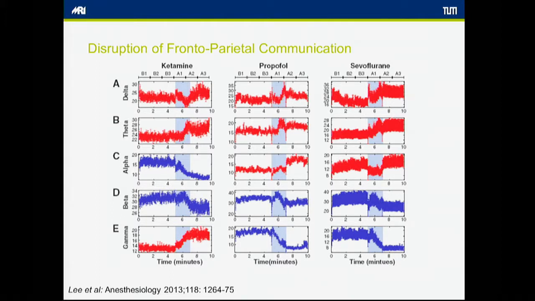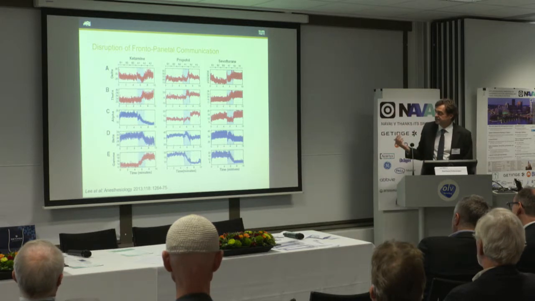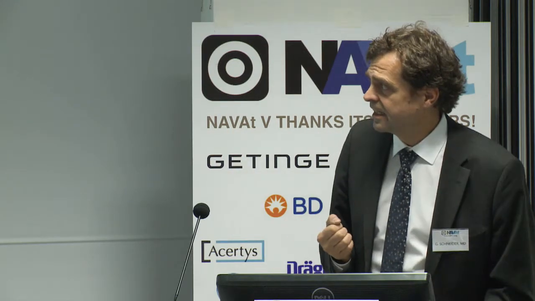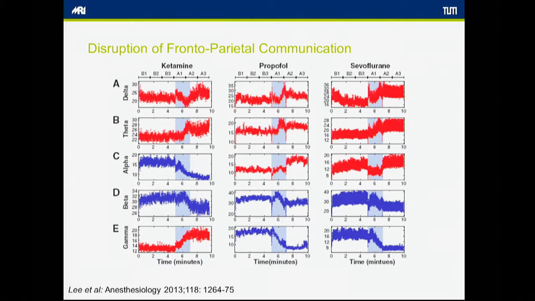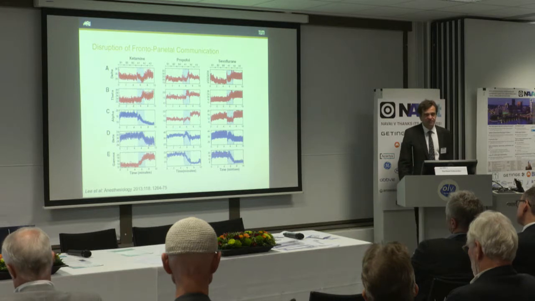Shown as the gray bar here, you see an increase of delta activity, an increase of theta activity, and a reduction of fast EEG activity with both propofol and sevoflurane. However, this is entirely different for ketamine, where you see an increase in very fast EEG gamma activity and a decrease in alpha activity. So this is why frequency-based parameters have such difficulties capturing ketamine effects.